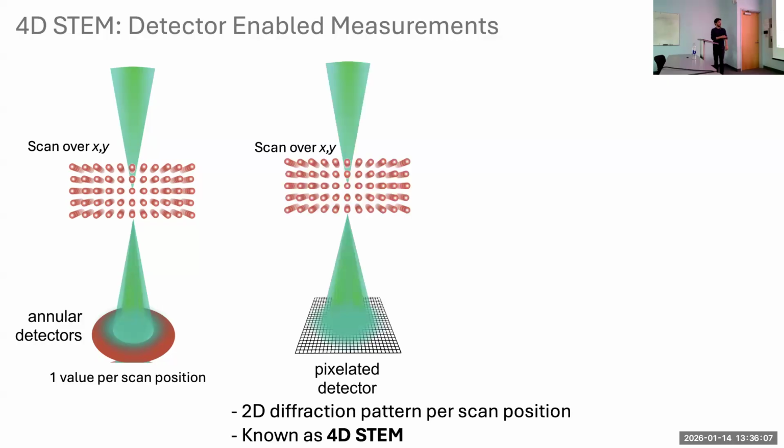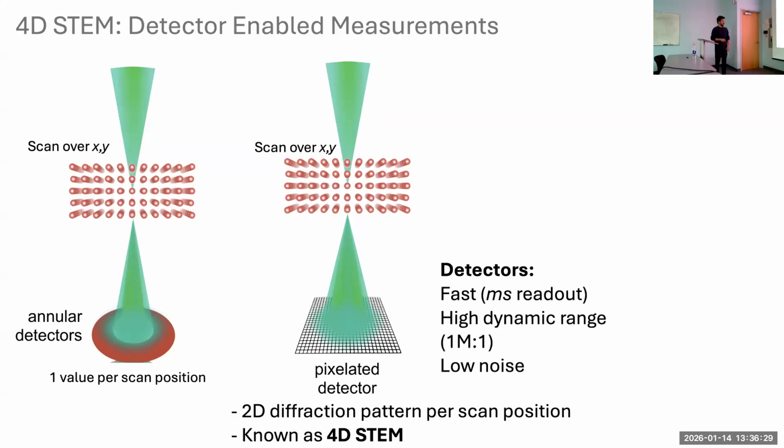Now, more recently, over the last 10 years or so, there's been a huge boom in these pixelated detectors. So rather than put in just one detector to collect only a small slice of scattered electrons and throw out the rest, we're now able to collect the full diffraction pattern, the fully scattered electron distribution, on a two-dimensional pixelated detector. And these detectors had to be fast, with high dynamic range, because they need to be able to collect the unscattered beam, which is most of the signal, and the weaker spots that scatter to higher angles. And you need to be low noise.